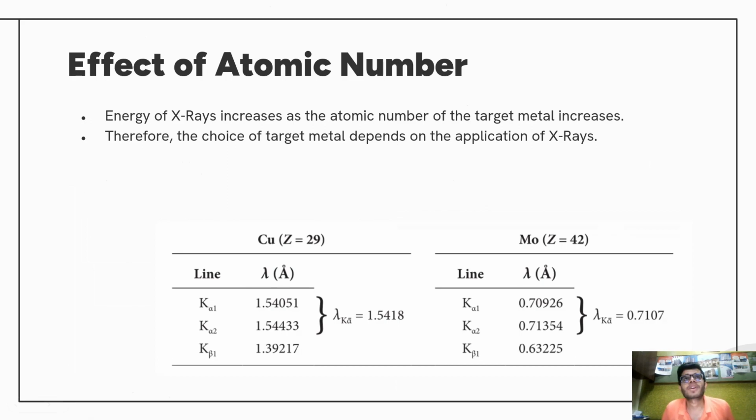So what's the effect of atomic number? Again, like I have discussed, as atomic number increases, the energy of the X-ray produced also increases. Hence, depending on our needs, we can choose different target metals. So, for instance, if we need X-rays for medical purposes, very high energy X-rays are required for that purpose. So, we use tungsten K alpha X-rays for that. Similarly, if we are doing X-ray crystallography, we can use copper and molybdenum and so on.